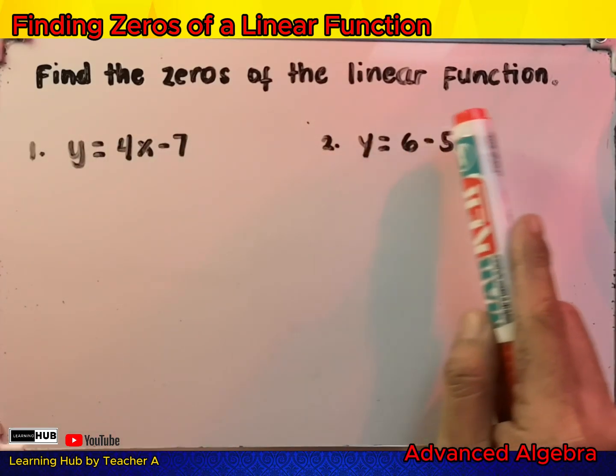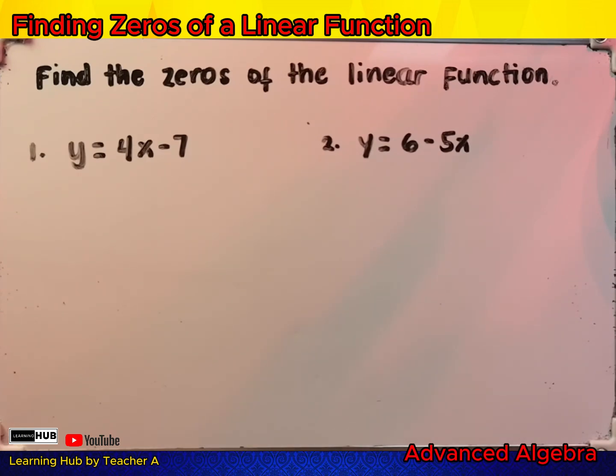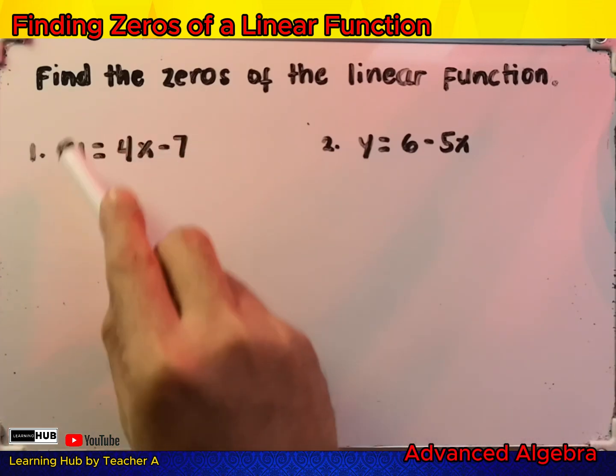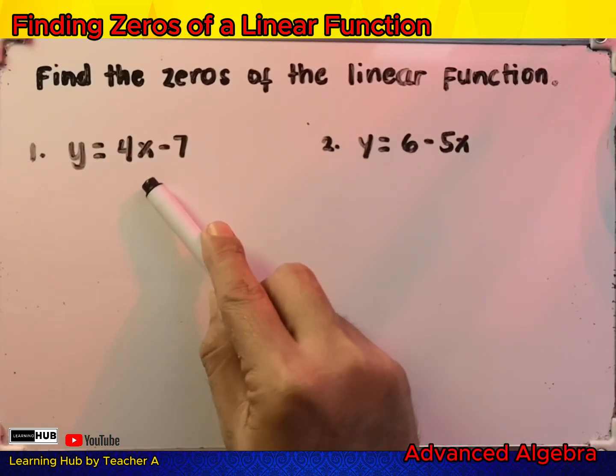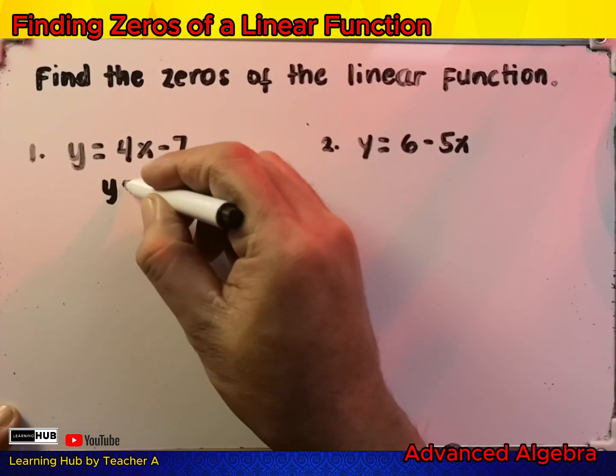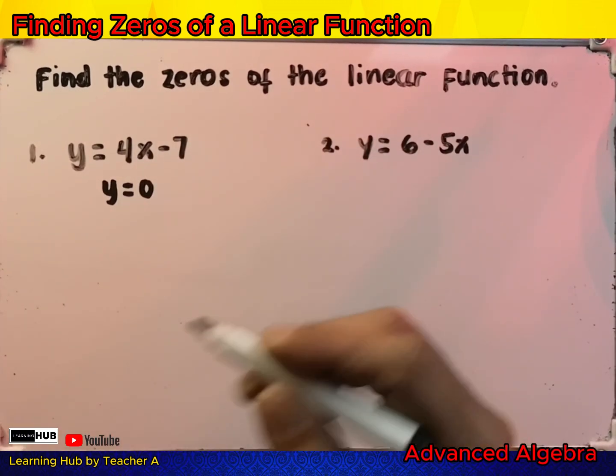Find the zeros of the linear function. So let's have the example of finding the zeros of the linear function. First we have y equals 4x minus 7. To find the zero of this equation, we first set our y to 0. Then we are going to substitute that.